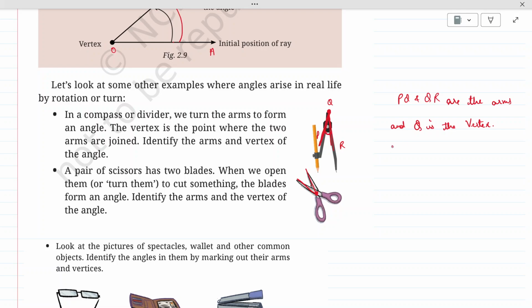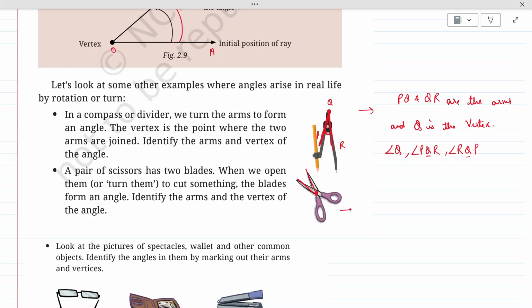So we can say here angle Q. We can name it as angle Q. We can name it as angle PQR. If I start from here, always remember vertex in the middle. And if I start from here, it is angle RQP, again vertex in the middle. So this one is for this compass.